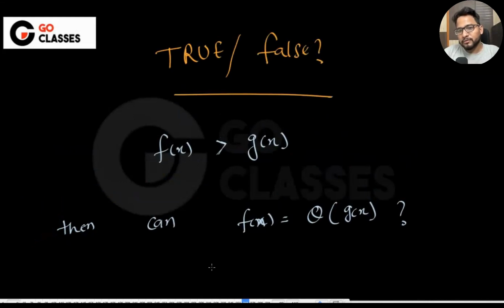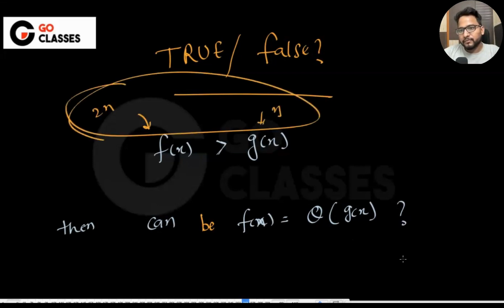Why is this not true? I mean, can we? No, man. This fn could be 2n, this could be n. Aren't they theta? Isn't it strictly greater? Isn't 2n strictly greater than n? Tell me, is 2n strictly greater than n or not?